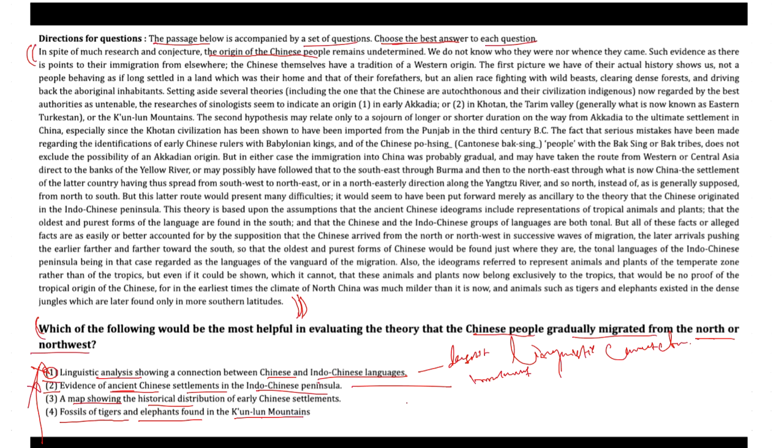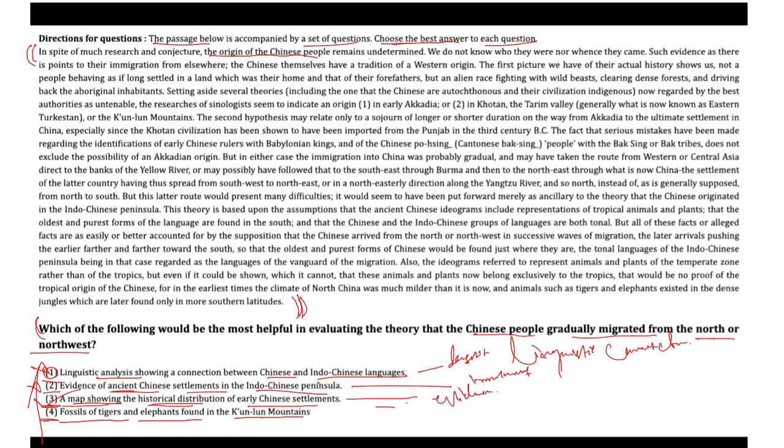Look at option three, a map showing the historical distribution of early Chinese settlement. This one is given as evidence, right? What is that evidence? The evidence is a map. So in that case, we can take option three as the answer. But look at option four.